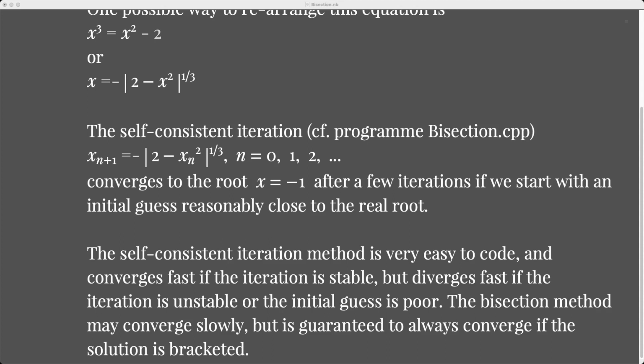On the other hand, the bisection method is a little more complicated to code and may converge more slowly, but it's guaranteed to always converge if the solution is bracketed.